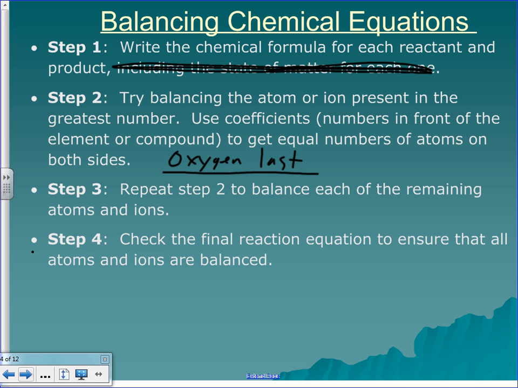All right, lastly, check the final equation to ensure all atoms and ions are balanced. A lot of times people will just stop when they've filled in all the blanks. Sometimes you will find that your last number doesn't completely balance the equation. It actually throws something off. If that's the case, you've probably swapped and dropped something incorrectly along the way. But it is always worthwhile to check and just make sure.